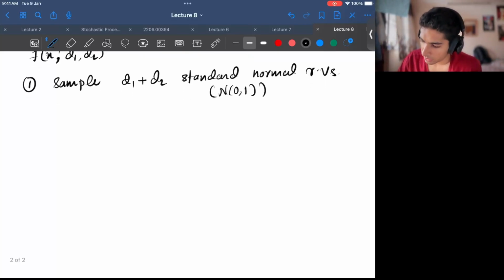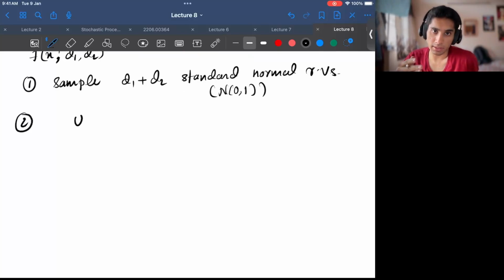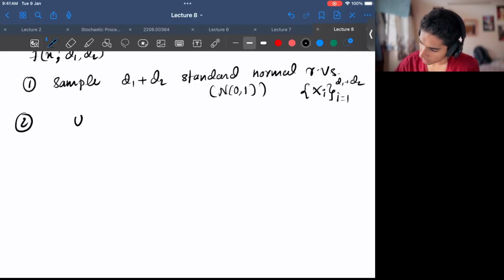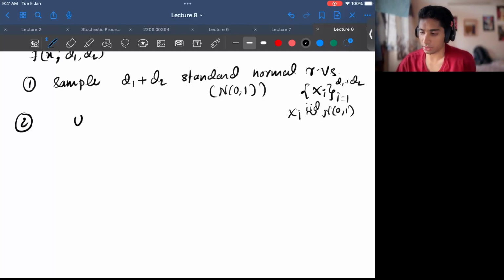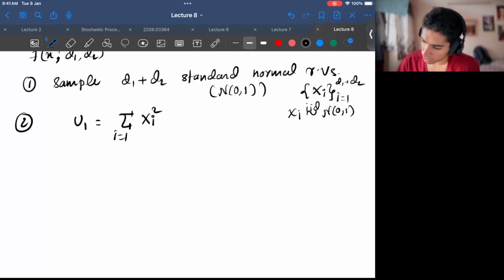Okay, then the second step is you take these things. This will give you xi, i going from 1 to d1 plus d2, where xi are sampled IID from Normal 0, comma 1. This is how you get this set of random variables, right? Then you construct u1, which is equal to the summation of xi squares, i goes from 1 to d1.